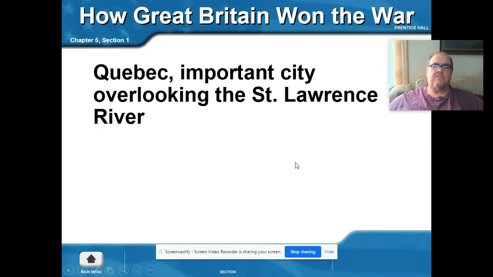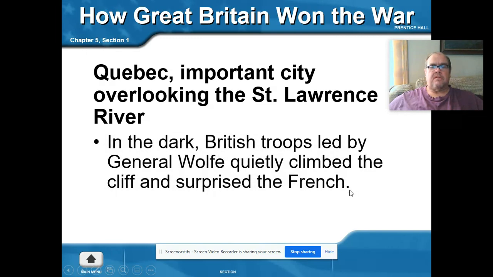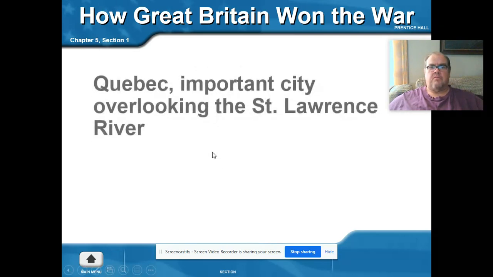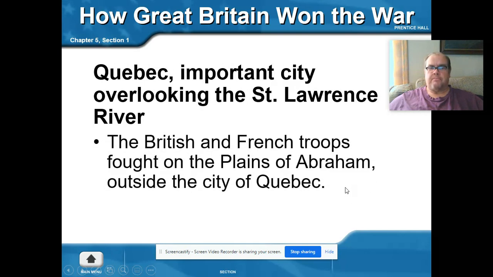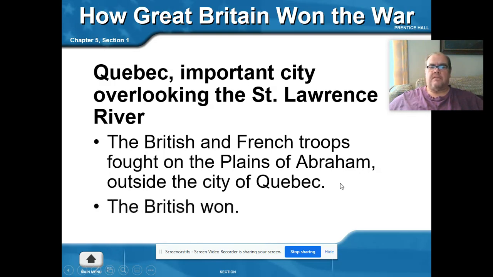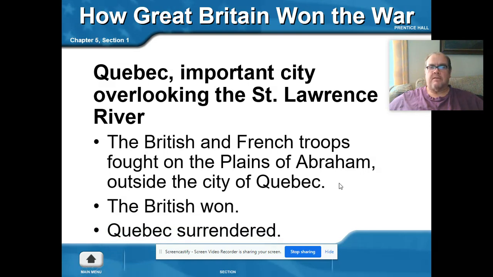And then Quebec, which is the most important city on the St. Lawrence River. In the dark of night, the British General Wolfe climbed a very steep cliff, and he surprised the French the next morning when he showed up on the Plains of Abraham and defeated the French, who did not expect this surprise attack, and took the city of Quebec. And this British victory leads to the surrender of Quebec, and basically it leads to the end of the fighting in the war, and now it's time for the peacemakers to meet and do a treaty.